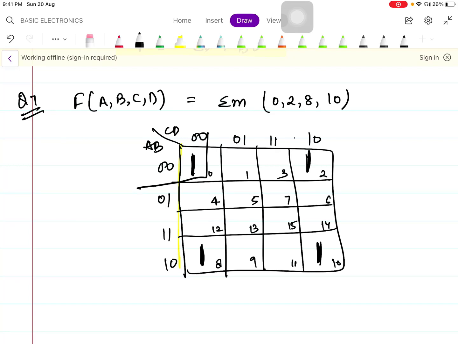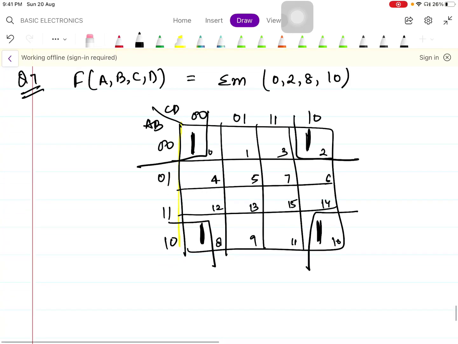So when we recall the rule of corner ones, we can see that a group of 4 can be made over here. So there is only one group of size 4. All right, now let us write down the answer. When we go to AB, B bar comes out common. And when we go to CD, D bar comes out common. So B bar D bar is the correct answer.